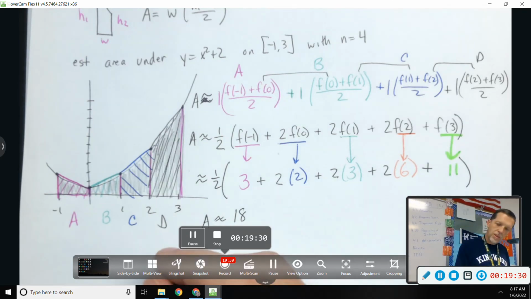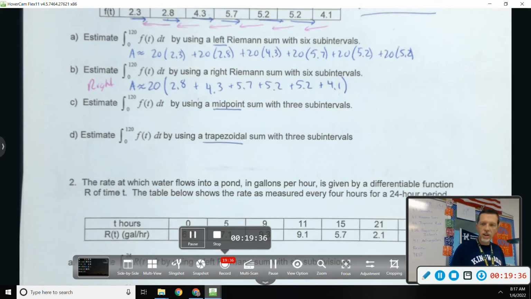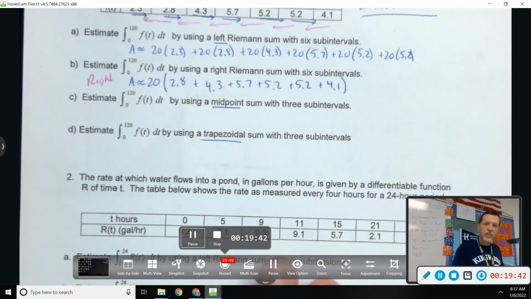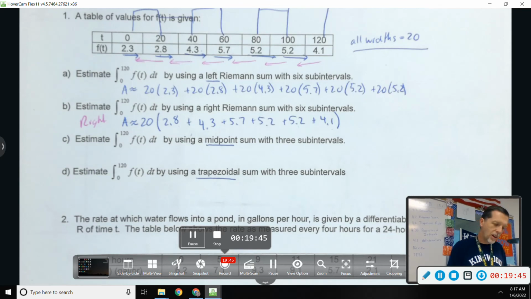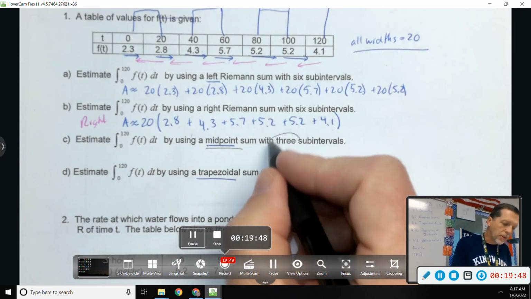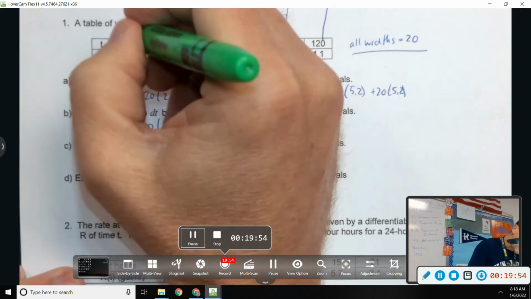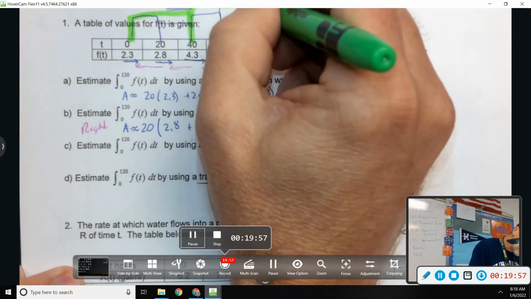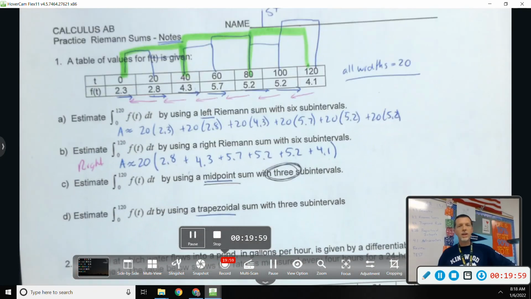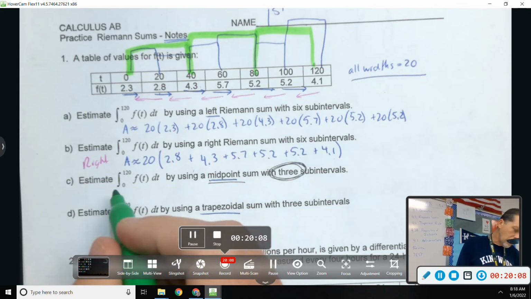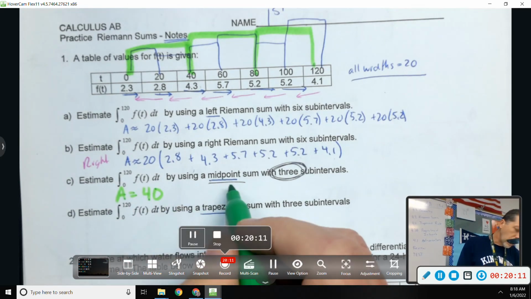All right, your assignment is that Riemann sums worksheet. Finish it, is the short story. Let's try to do C before we go, because this looks a little bit weird. Use a midpoint sum with 3 subintervals. So with 3 subintervals, that means I need to go 0 to 40, 40 to 80, 80 to 120. So how wide are my intervals? 40. So my intervals are all 40.